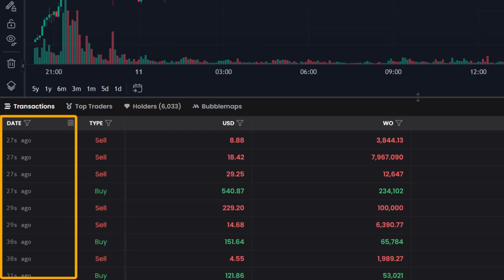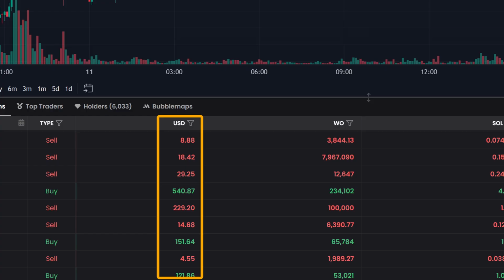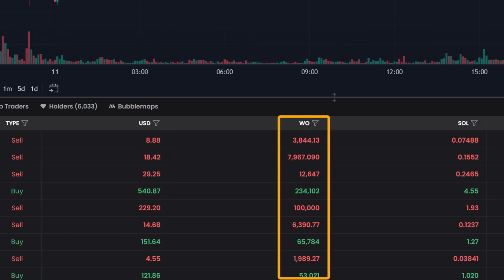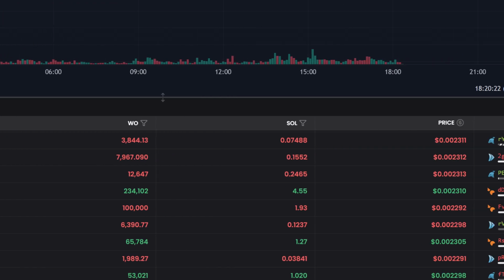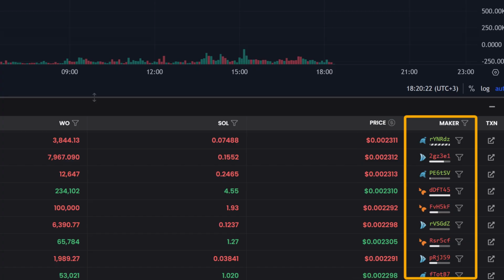The first column displays the time of the last transaction. The second column shows the type of transaction, whether it's a buy or a sell. The third column indicates the amount in dollars spent. The fourth column shows the number of tokens that were bought or sold. The fifth column displays the transaction price. The sixth column shows the wallet address that made the transaction. Buys are highlighted in green and sells are in red.